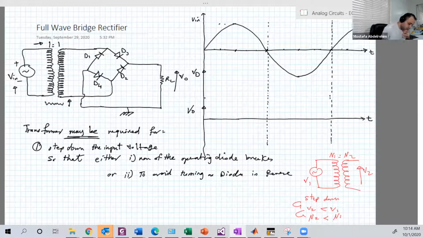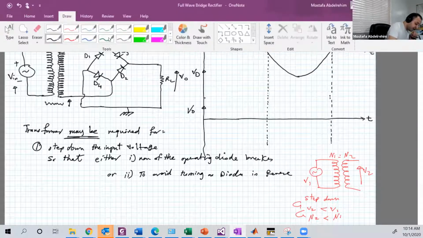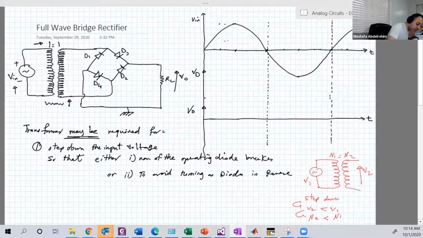Okay. So let's start our analysis. Basically, we again have two cycles. We have the positive half cycle and we have the negative half cycle. So let's start with the positive half cycle.